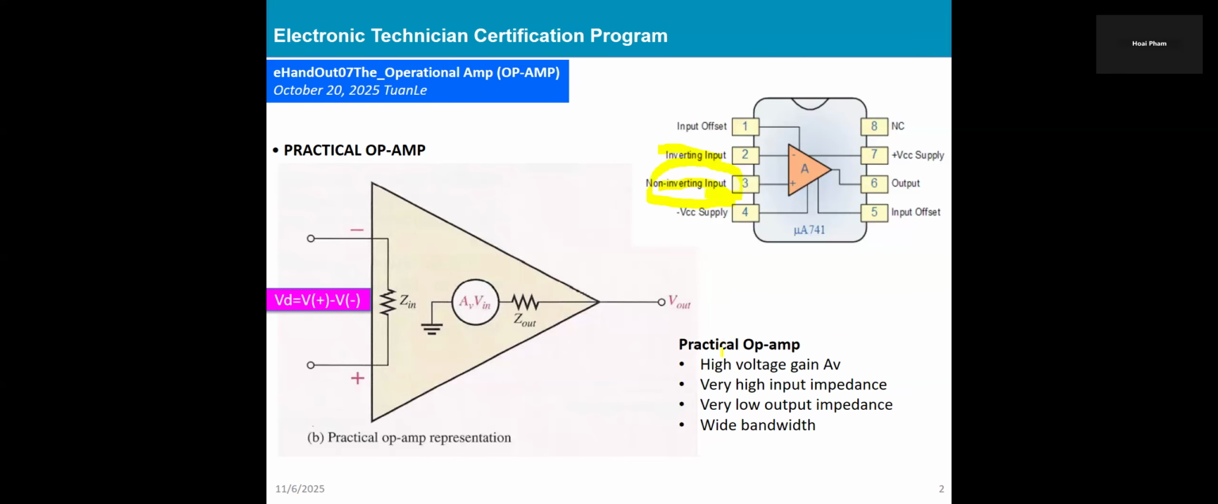And the practical op amp has a high voltage gain, very high input impedance, and very low output impedance. And there will be a wider bandwidth that they're asking for. Practical op amp.